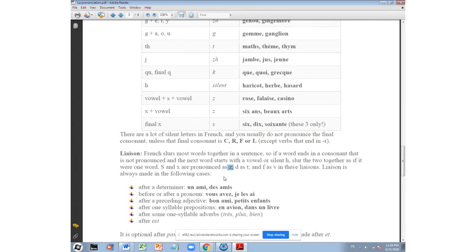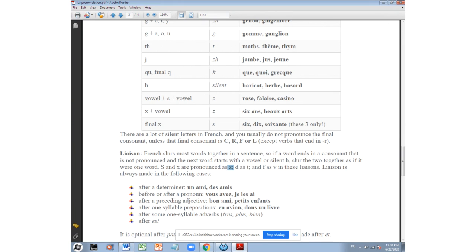For example, after a determinant, we say un ami. Remember, when it comes to the nasal vowel, we say un ami. We say des amis. Before or after a pronoun, as we are going to see: vous avez, je les ai. Then after a preceding adjective, we say bon ami, petits enfants. The S is normally silent, but in this case we slide it with the a: petits enfants.